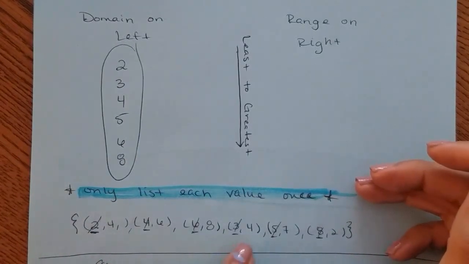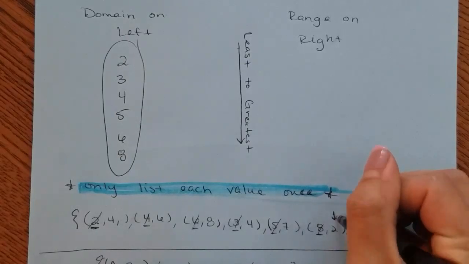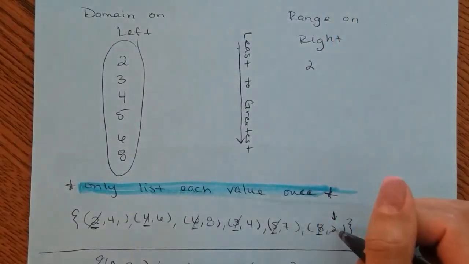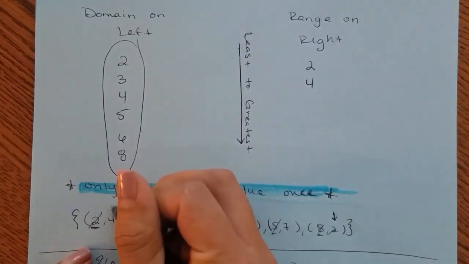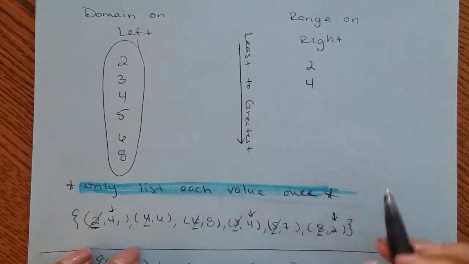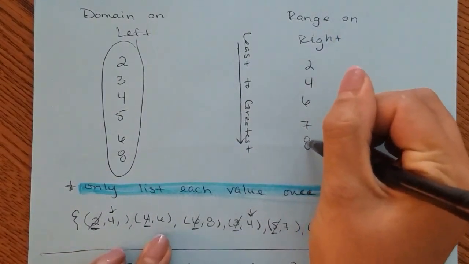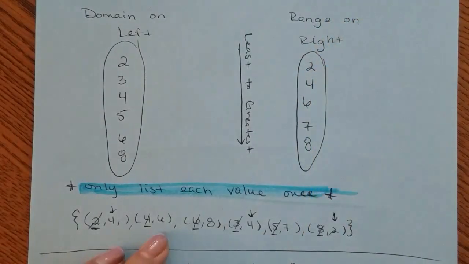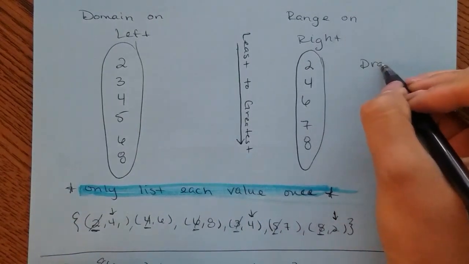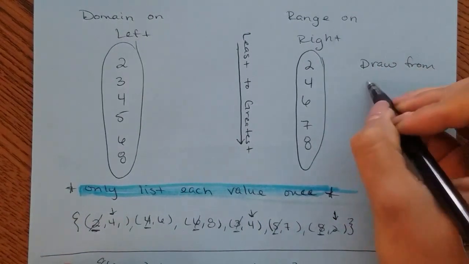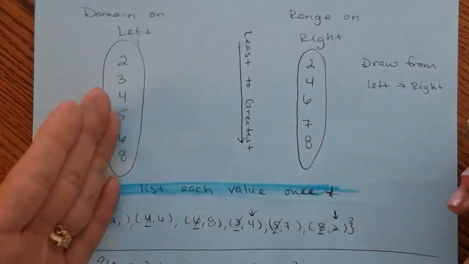So we have 4, 6, 8, 4, 7, 2, least to greatest. So 2 is my first one. 4. Now 4 appears here and here, so I'm only going to list it one time. Then I have 6, 7, 8. Alright, so there you go. You put a circle on it. And then you draw an arrow from left to right. Okay, input, output.